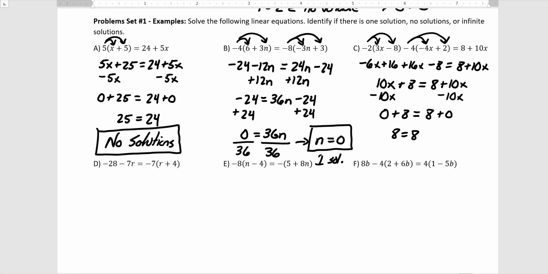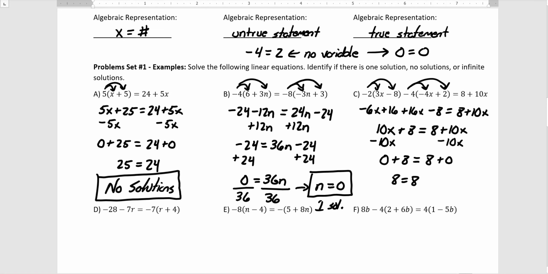Okay, so this is a true statement with no variables. What does that mean? A true statement with no variables, if we look right above, true statement, no variables, infinite solutions.